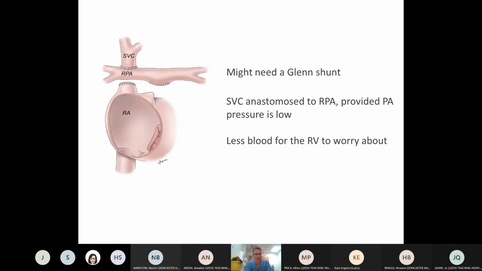The other thing that we think about in Epstein's, in those who have surgery, is doing what's called a Glenn shunt. And effectively, this means disconnecting the SVC from the right atrium and plumbing it directly into the right pulmonary artery. You often have to have low pulmonary artery pressures for this to work, so you check that before the operation. But that means there's just less for the right heart to have to cope with once the valve has been repaired. So it can just help with getting it through the early post-op period, and potentially in the long run as well.